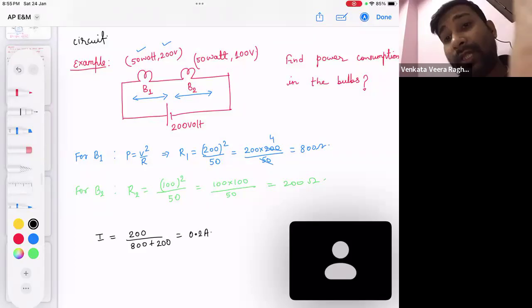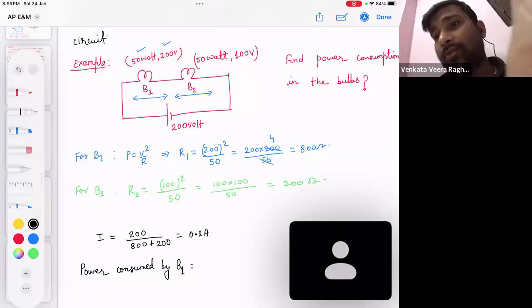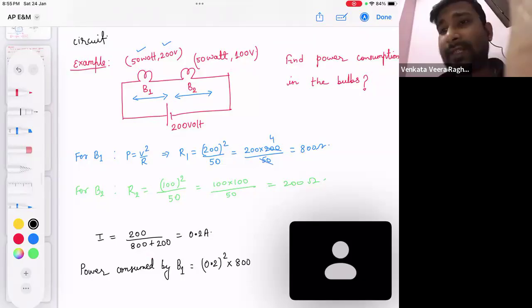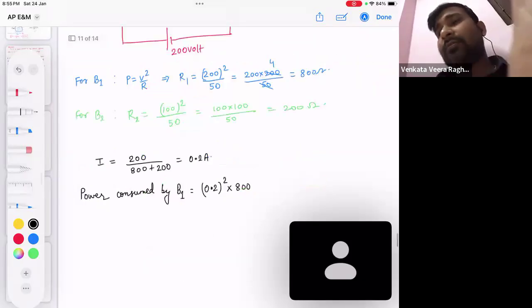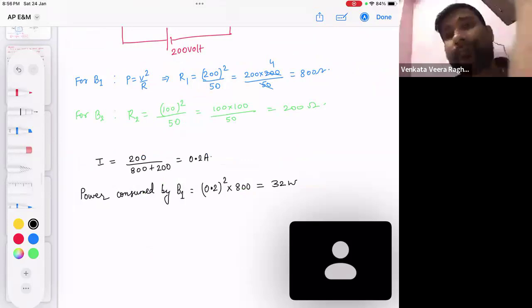Now tell me, what is the power consumed by bulb 1? We have to calculate that. So what will I use? I squared into the resistance of bulb 1. How much is that coming? Just check it and tell me. 0.2 into 0.2 is 0.04, into 800, 32 watt coming. Just check it once.